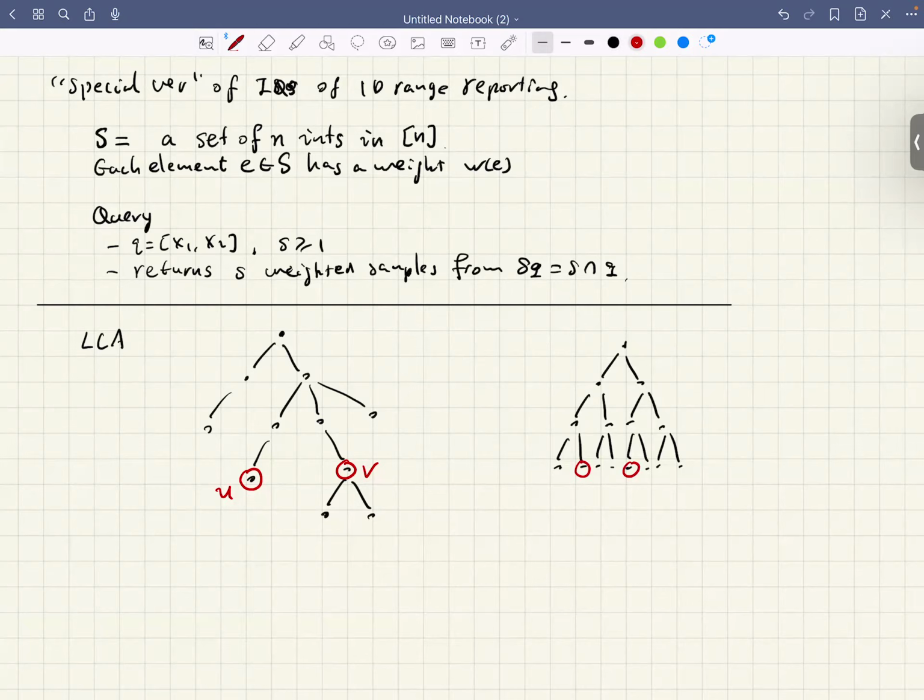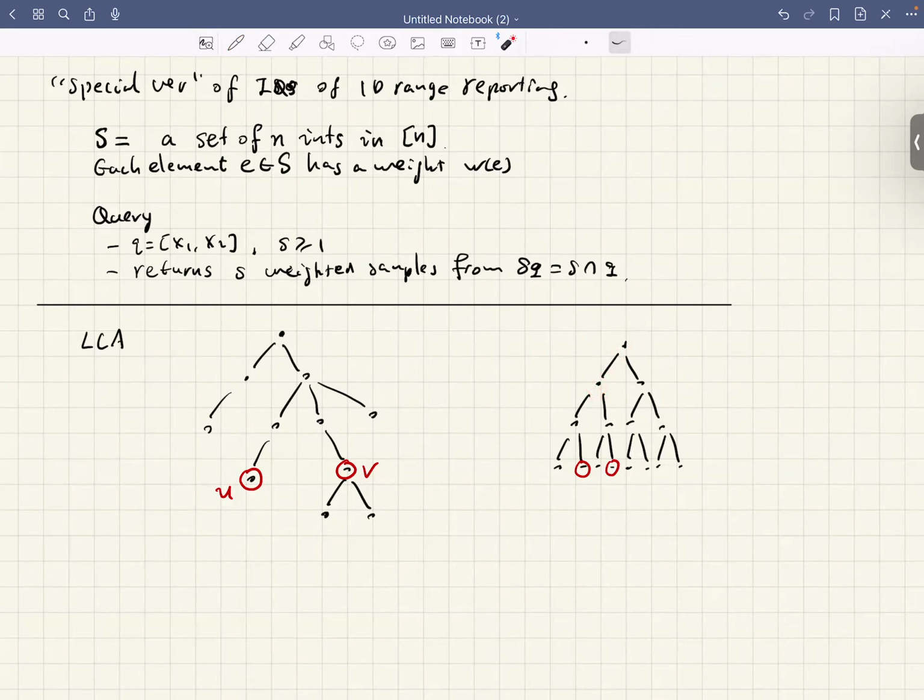Okay, so for example, these two guys, right? In this case, I ask you what is the LCA, and then you should give me the root, correct? But if this is not what I'm asking, let's say these two leaves are U and V, then the LCA will be this guy, right?